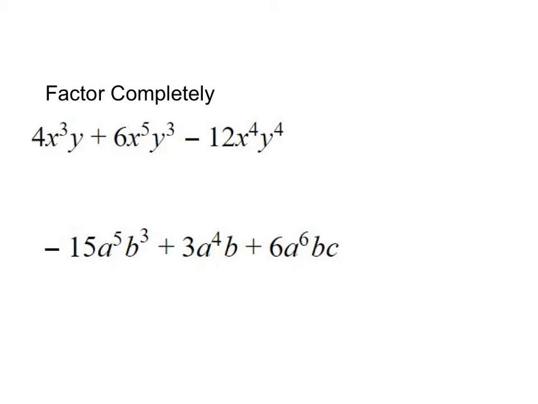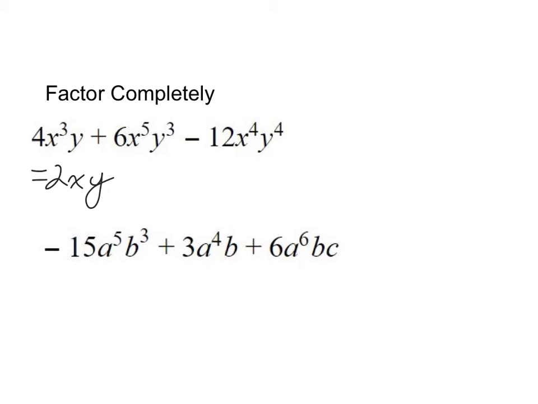So if you look at the very first question, which is 4x cubed y, you're going to first of all look at the numbers. So 4, 6, and 12, what number do they have in common, or what number could they all be divided by? And that would be a 2, so you could put a 2 out front. And then clearly x is shared among all of them, and y is also shared among all of them.